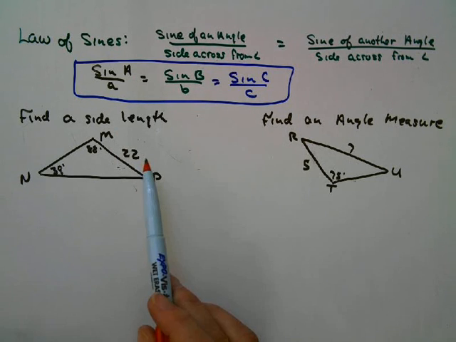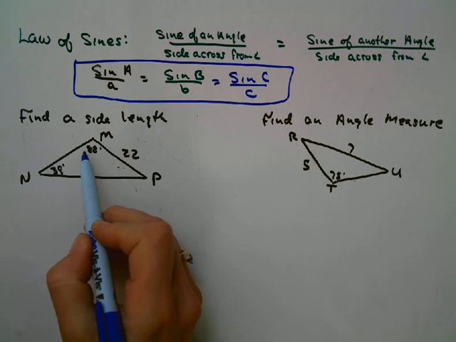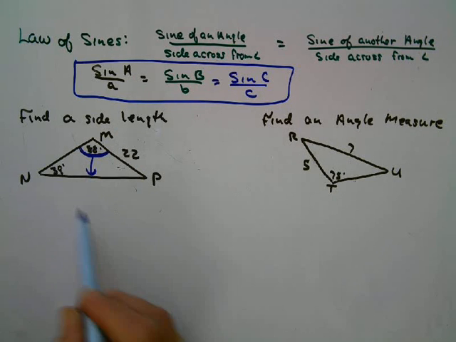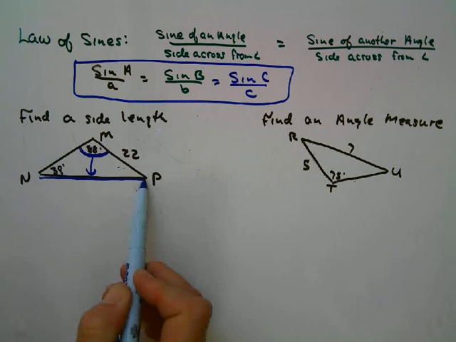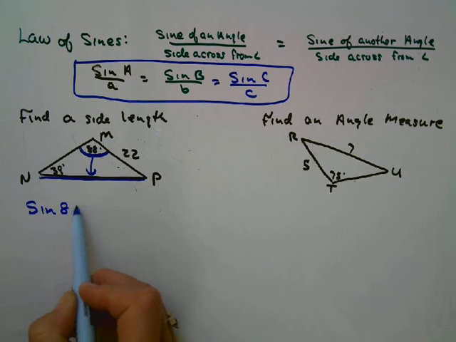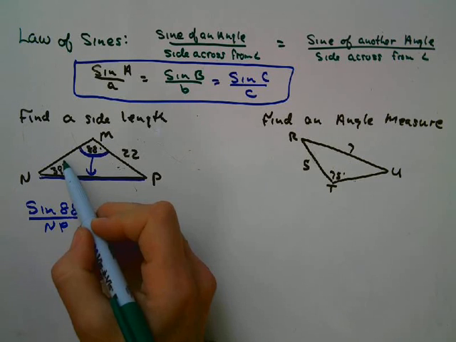So let's use that and find a missing side length first, and then we'll find a missing angle measure. Well, first thing I would do here is look and see that I have the angle measure 88, and it's across from side NP. So I can write the sine of 88 degrees is across from side length NP. That's the side I can find if I know another angle and the side across from it, which I do. See, we've got this 39-degree angle, and we know the side across from it. So they're in the same triangle, so these are proportional.